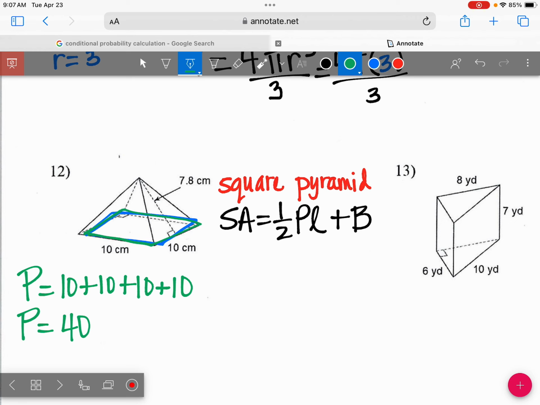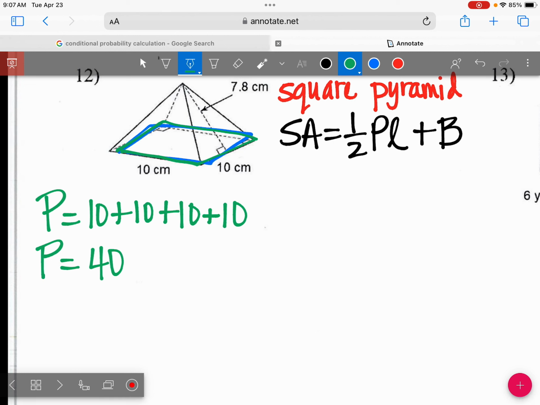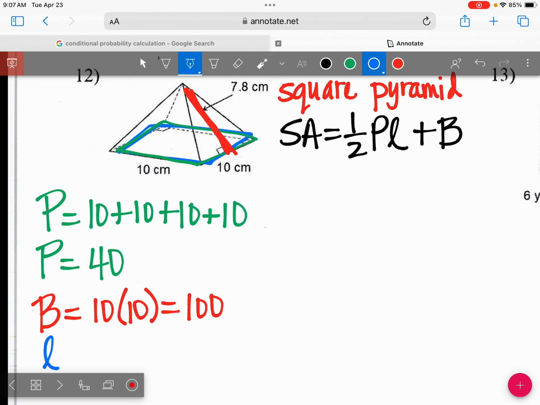You should get 40. And then the area of the base, capital B, you multiply 10 times 10, which is going to give you 100. And do you see how this L is on the outside of the pyramid? Because that length is on the outside, that would be L. L is 7.8. So let's go ahead and type in these numbers in our calculator.